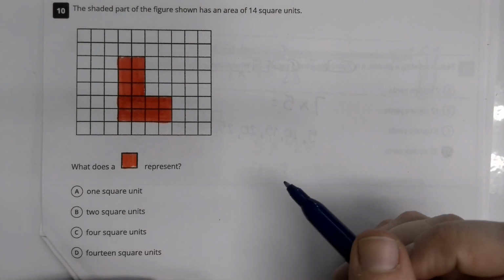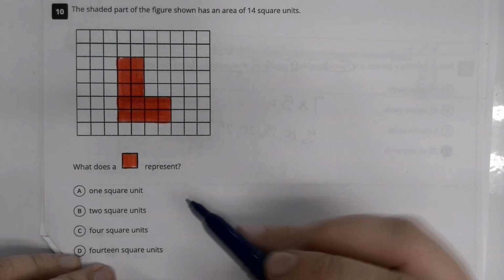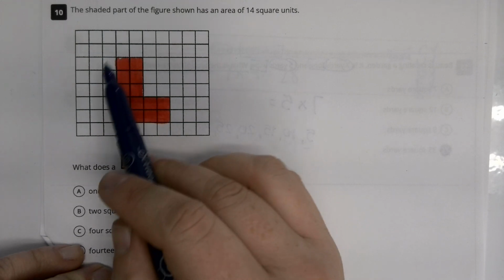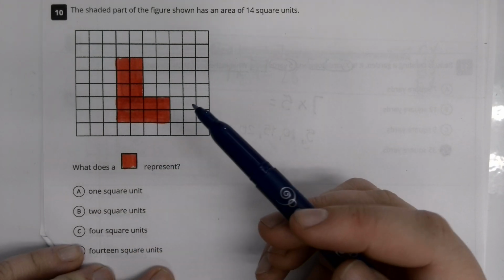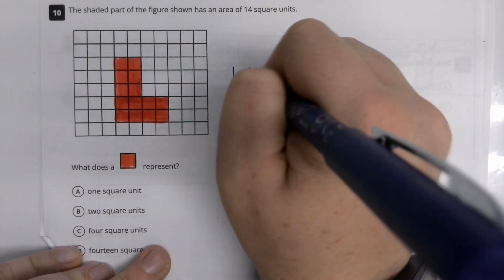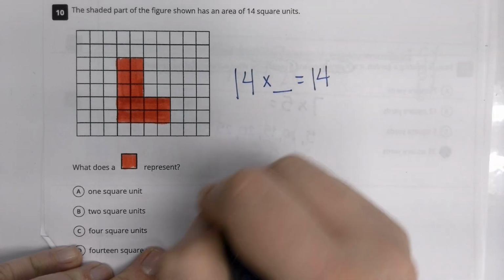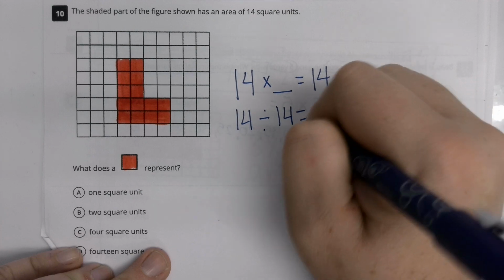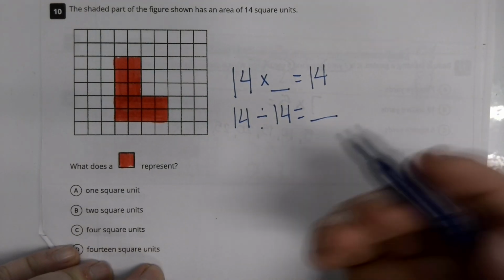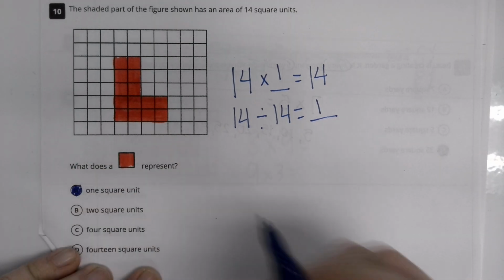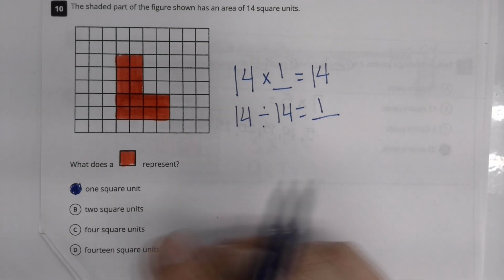So this one is not actually asking us what is the area. It's saying that what does this represent if the area is 14? If you count them all, there are 14. So that means we have 14 times something equals 14, or 14 divided by 14 equals something. Either way, we know that that number is 1 due to the identity property. So each square is equal to 1 square unit.